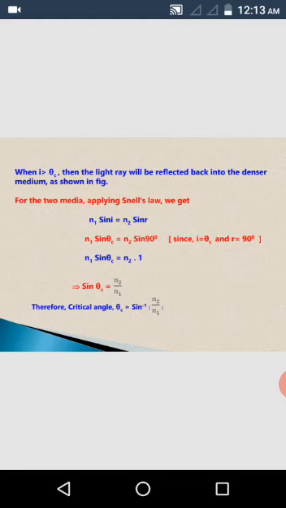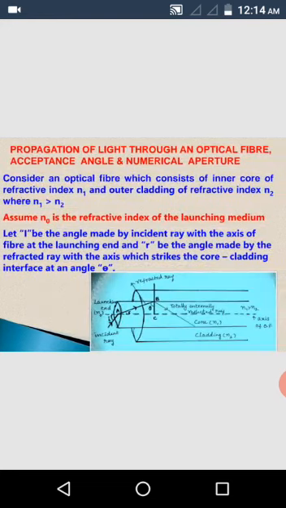Then n1 sin i is equal to n2 sin r. Here i is the angle of incidence, r is the angle of refraction. Then n1 sin theta C is equal to n2 sin 90 degrees. Here theta C is the critical angle and the angle of refraction becomes 90 degrees. Then n1 sin theta C is equal to n2. Therefore sin theta C is equal to n2 by n1. Therefore the critical angle theta C is equal to sin inverse n2 by n1.